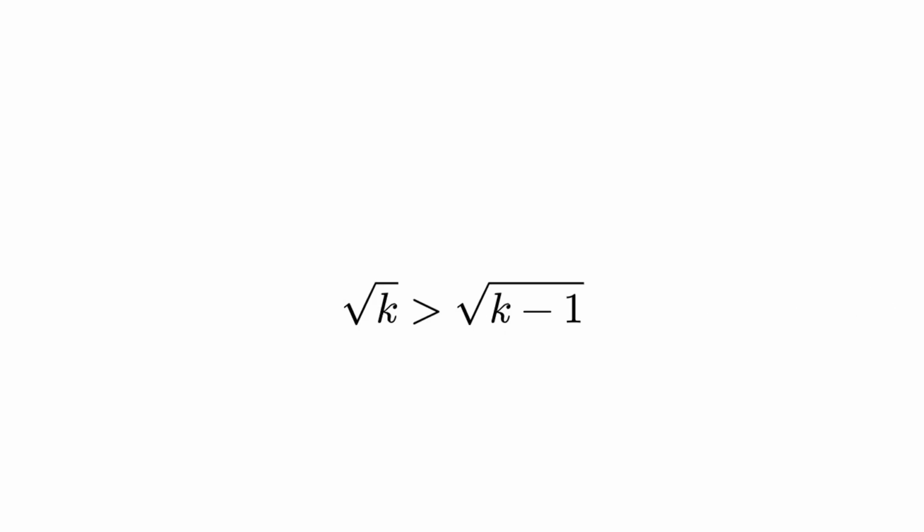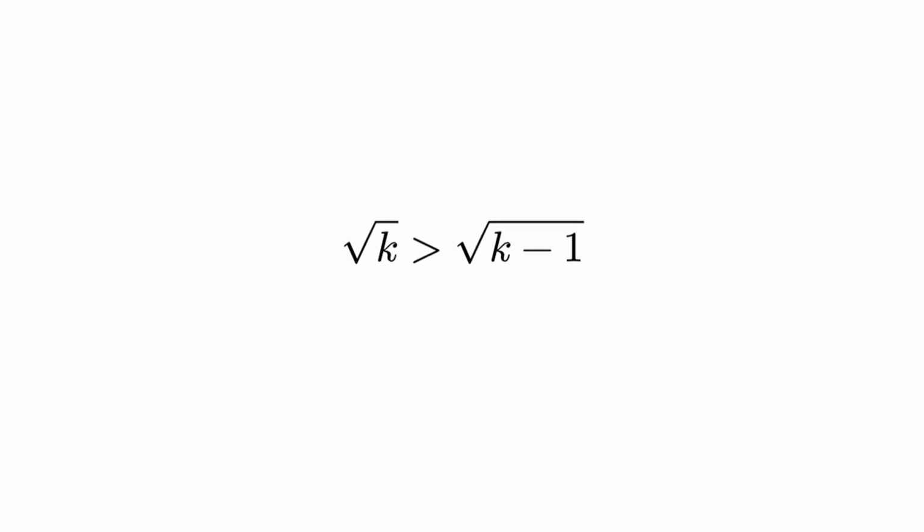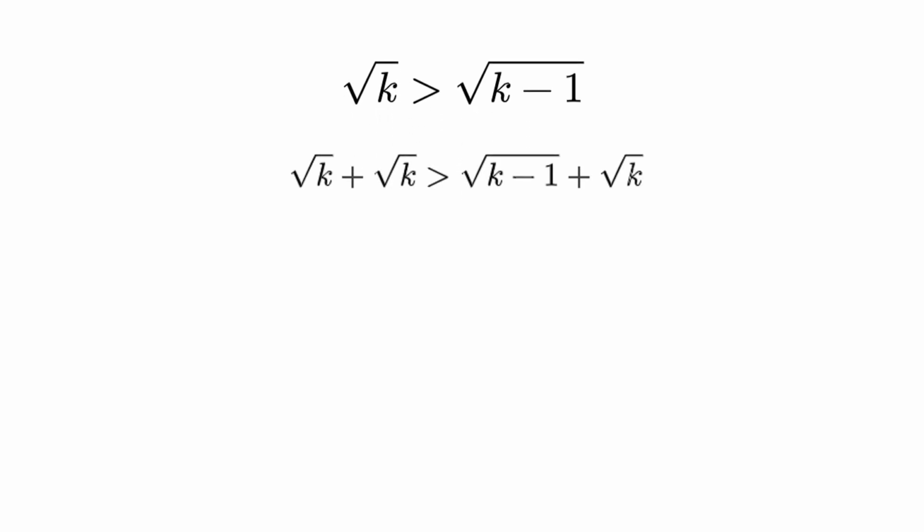The entire proof rests on one simple observation. Root k is greater than root k minus 1. This is obvious, a bigger number under a square root gives a bigger result. But watch what we do with it. If root k is greater than root k minus 1, then adding root k to both sides keeps the inequality true. So root k plus root k is greater than root k minus 1 plus root k. The left side simplifies to 2 root k.